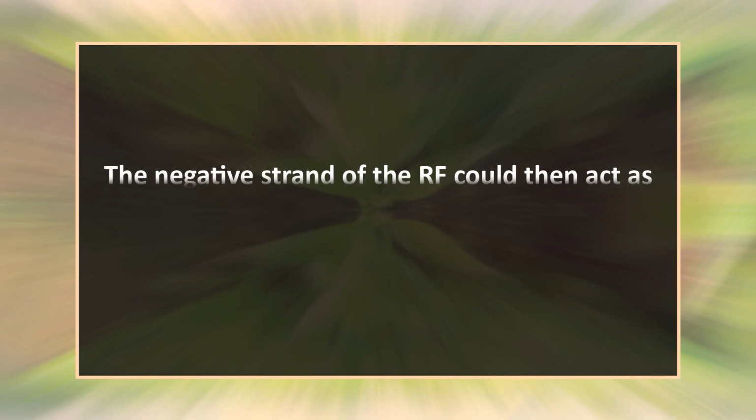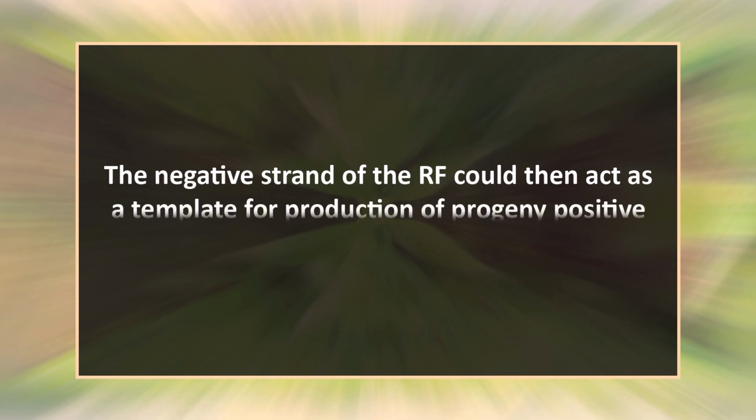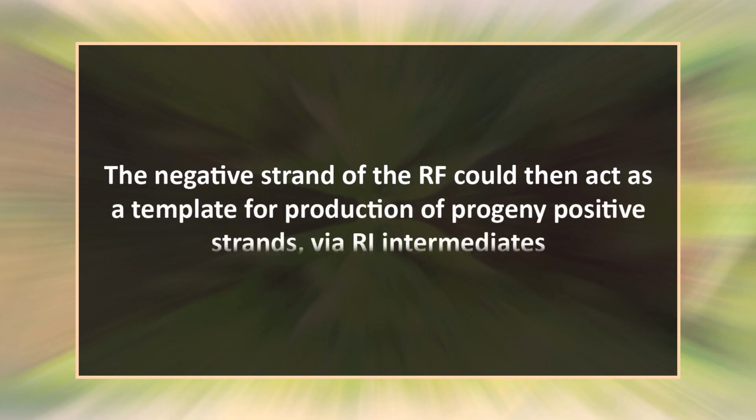An RF molecule could arise by initial synthesis of a negative strand on a positive strand template. The negative strand of the RF could then act as a template for production of progeny positive strands via RI intermediates. If only one initiation event per negative strand template took place, an RI structure would have only one single-stranded, that is positive strand tail, and an RF would be regenerated after the completion of synthesis of each positive strand.